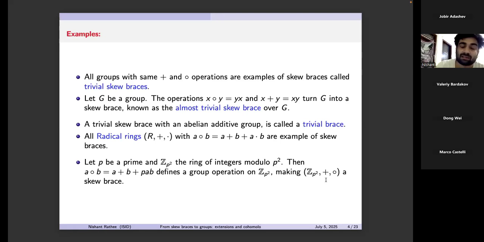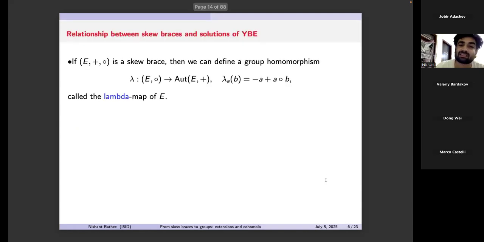So we started with an equation, then we started with an algebraic structure. Now let me tell you what is the relation between them. Okay, so before that, one more property of a skew left brace. If you have a skew left brace, then you can define a group homomorphism from the multiplicative group to the automorphism of the additive group by this lambda map. Lambda_a(b) is equal to minus a plus a circle b. This map is called the associated lambda map of the skew brace, or sometimes it is called the gamma map.